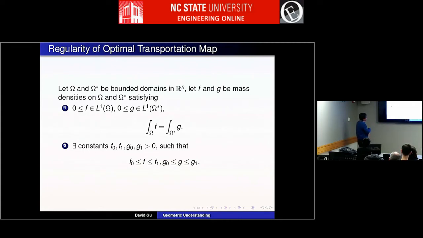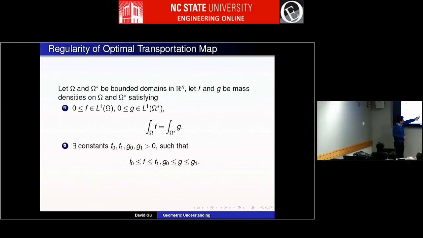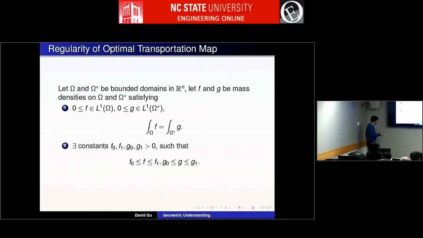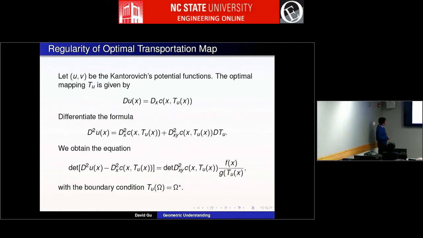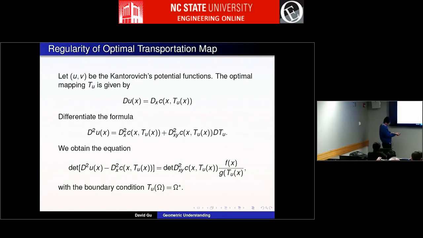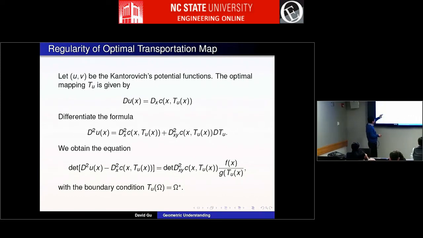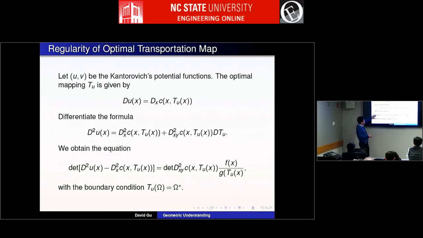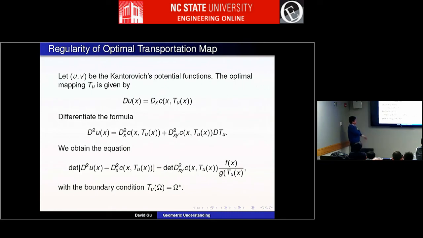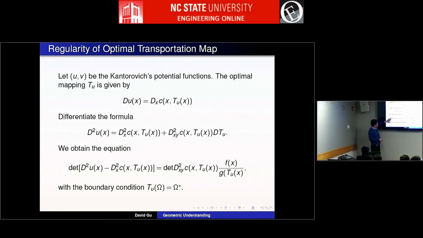This is a classical setup. Given two domains in R^n and two density functions, suppose the density functions are in L1 space with equal total measure, and both density functions are bounded away from zero. According to Kantorovich theory, we can eventually deduce the PDE here. This PDE is for a general cost function, not only L2. So we try to analyze the smoothness of the solution to this PDE.